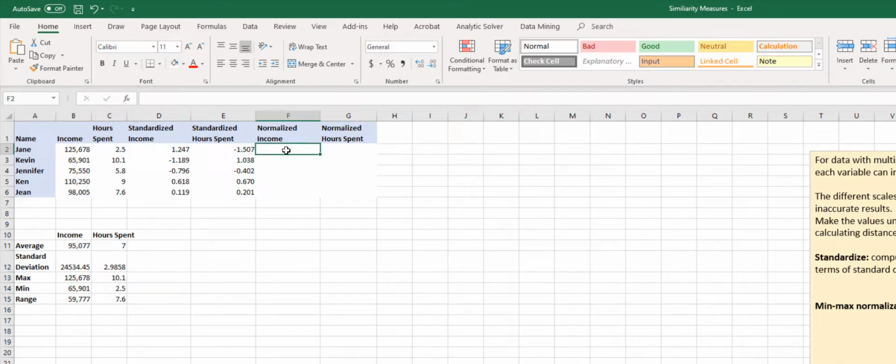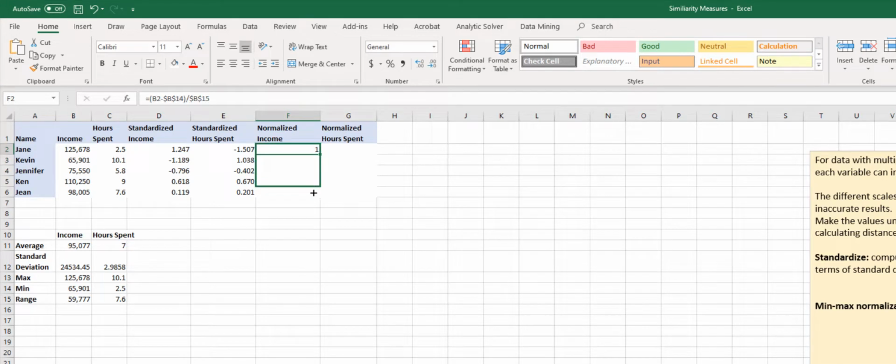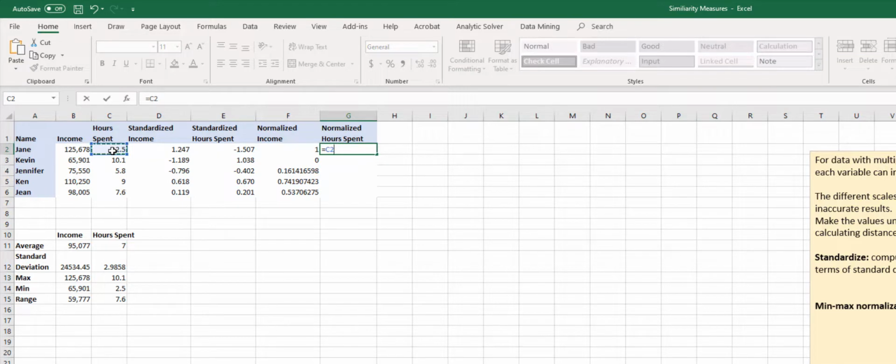In order to calculate normalized income, you type here equal sign and then select the observation minus its minimum value in parentheses divided by its range. And let's fix the cells here, B14 and B15. And then enter. And then you can drag down the formula. For hours spent, equal sign, hours spent minus minimum in the parentheses, and then let's fix C14 and then divide it by the range and fix that cell as well, and then enter and drag down the formula.